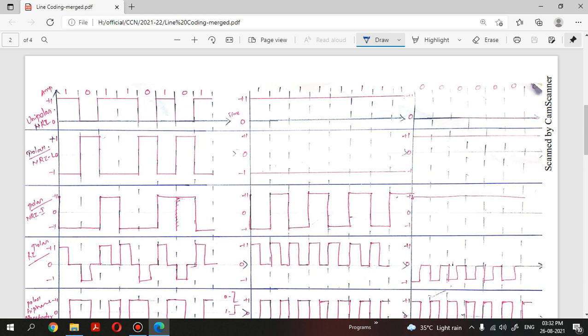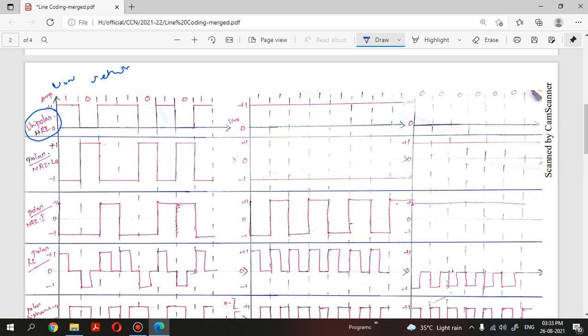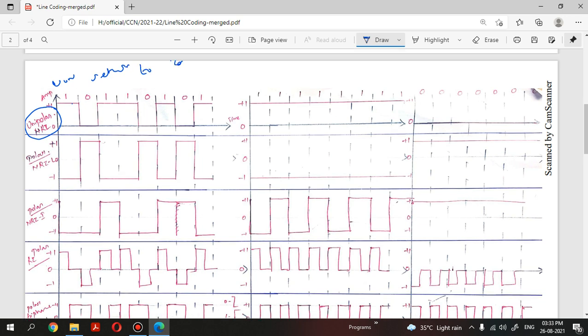Okay. So here this is the first and foremost mechanism called unipolar NRZ, right? This unipolar NRZ is the foremost mechanism that was implemented as part of the line coding scheme. NRZ means non-return to zero, right? So that is what the unipolar NRZ mechanism is. NRZ is nothing but a non-return to zero scheme. We can call it simply NRZ, right?